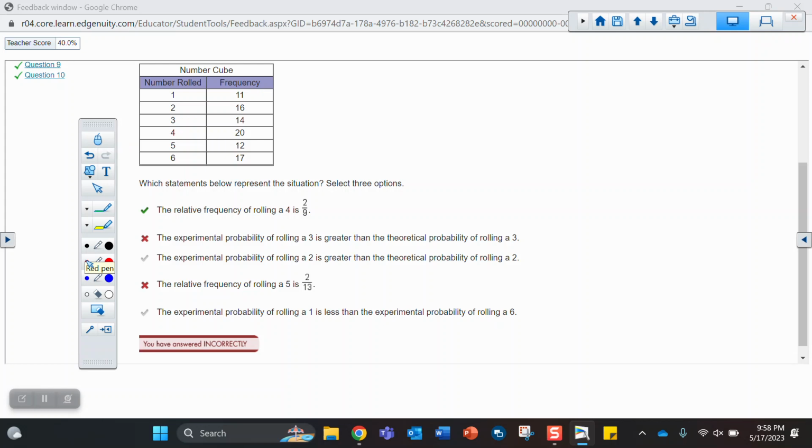So I'm just going to add this whole frequency column because that's the number of times he performed the experiment. So 11 plus 16 plus 14 plus 20 plus 12 plus 17 is 90 times. He rolled the cube 90 times. And this one was about rolling a 2. So he rolled a 2 16 out of 90 times. If we reduce that, both of these are divisible by 2. That's 8 over 45.